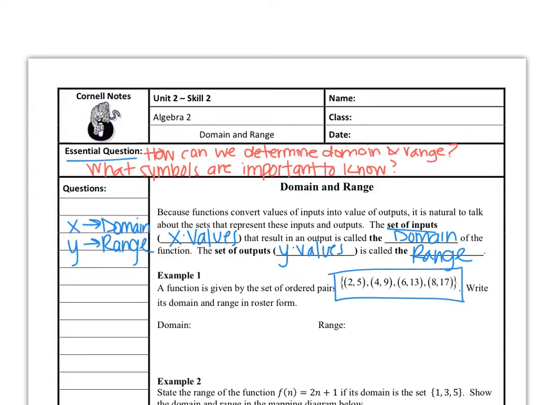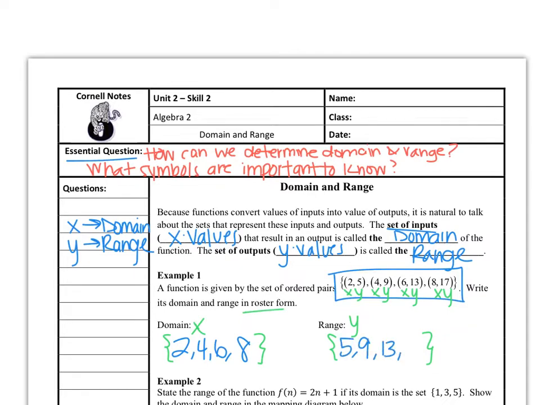So example 1, it says that we have this set of ordered pairs. It's just a bunch of x and y values. And it says write the domain and range in roster form. That just means like a set. So sets use these curly brackets. And remember that domain is x values, range is y values. So you're literally just listing x values in one set, y values in another. So this would look like 2, 4, 6, 8. And then the y values, 5, 9, 13, 17. Okay, and if there were any repeats, we would not write the repeats.